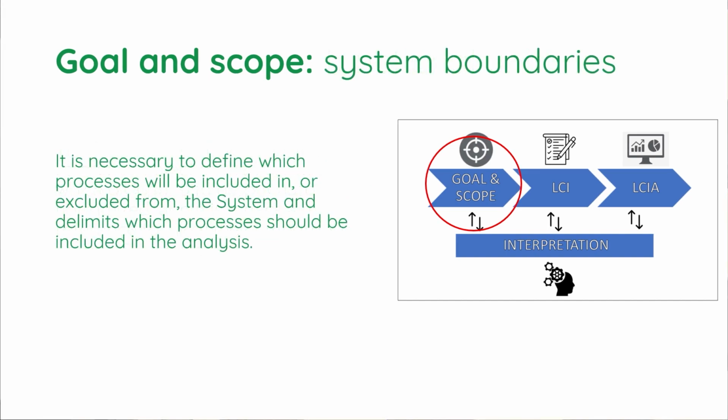The third one is the system boundaries. We have already mentioned that these are necessary to define which processes will be included in or excluded from the system, and it delimits which processes should be included in the analysis.